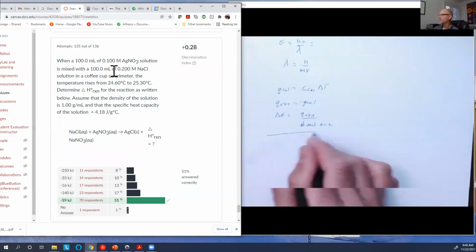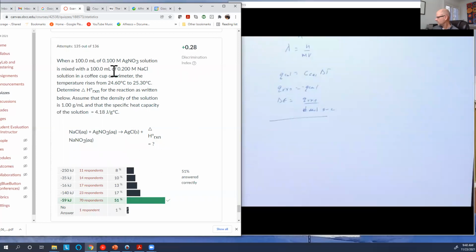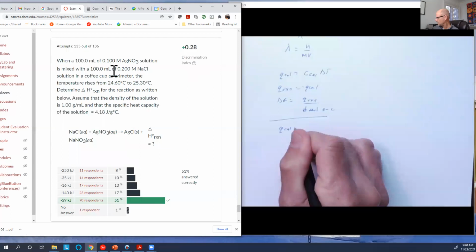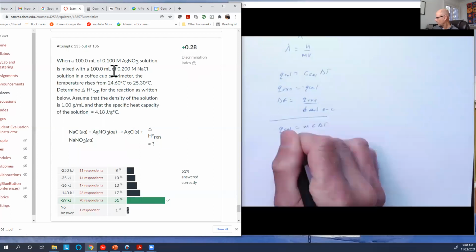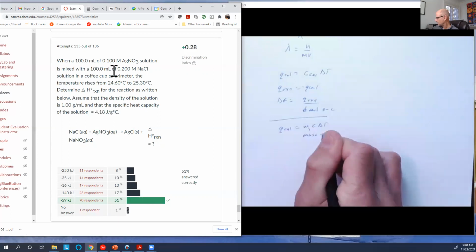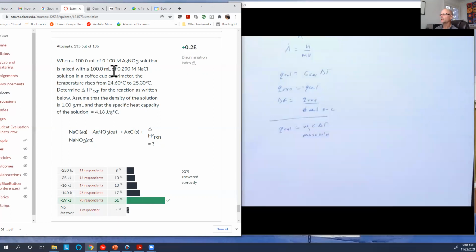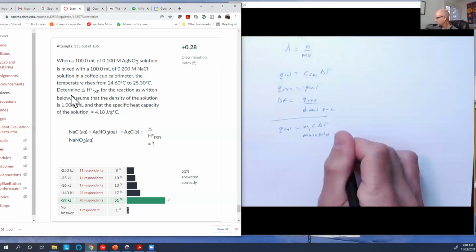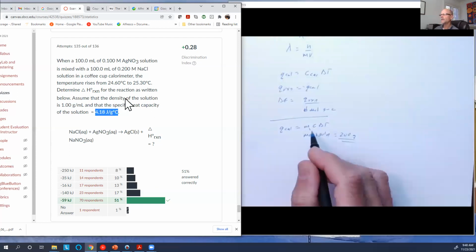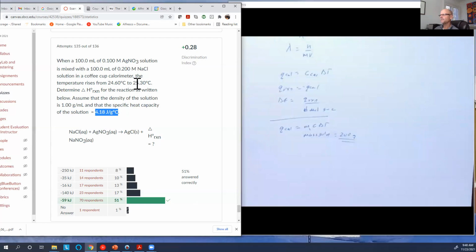This is coffee cup calorimetry. So you're going to follow kind of similar steps as you did for bomb calorimetry, except here you're going to do Q calorimeter is equal to mC delta T, where m is the mass of the solution, right? And the solution mass is 100 milliliters plus 100 milliliters is 200 milliliters times the density of 1 gram. So that's going to be 200 grams, right? And then you can use the heat capacity of water for C, right? And then delta T you get from this.